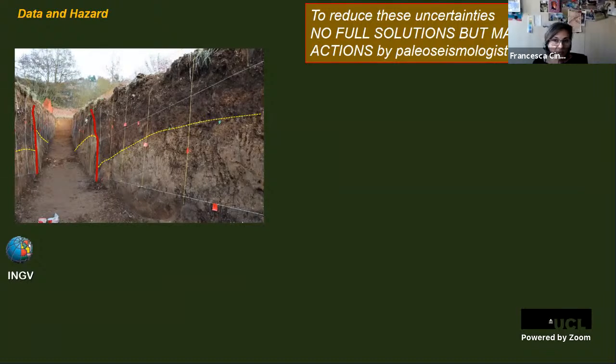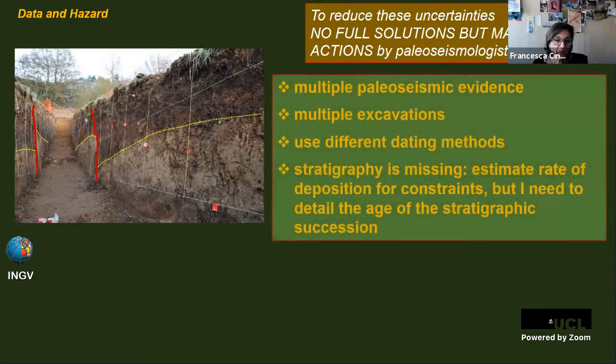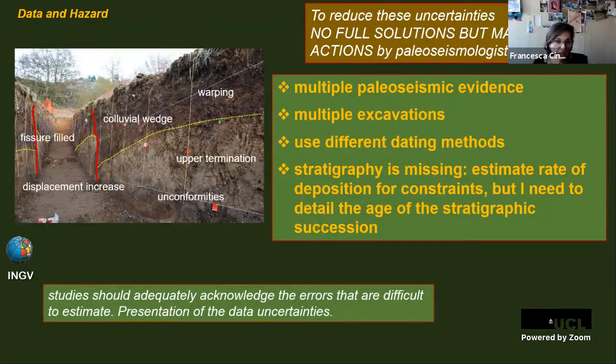with many actions that palaeoseismologists can apply. First of all, multiple palaeoseismic evidence. So to set the event horizon, use more than one evidence inside the trench. Multiple excavations, because one trench could, in some cases, not show us the complete history. And also use different dating methods, which is very important.